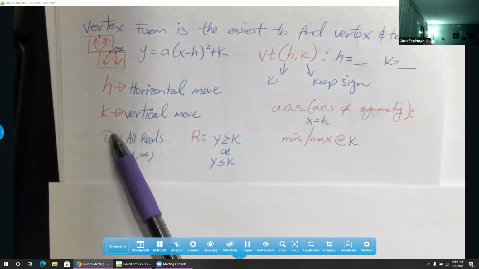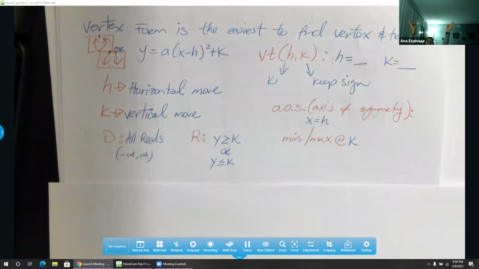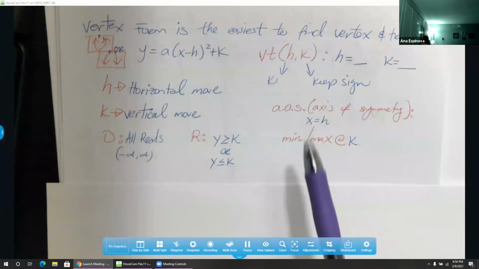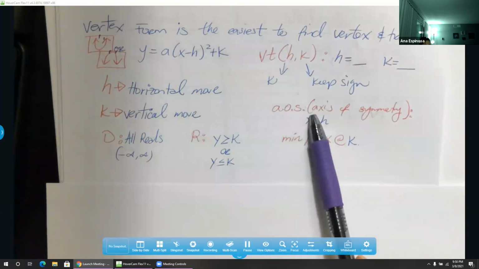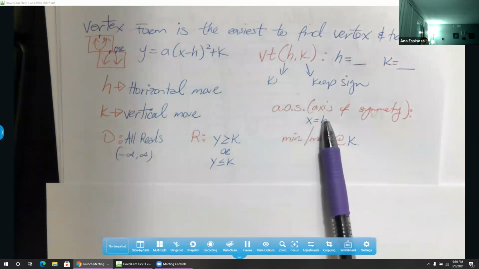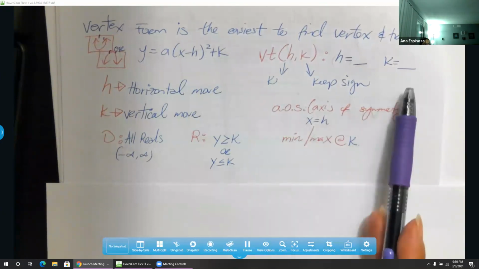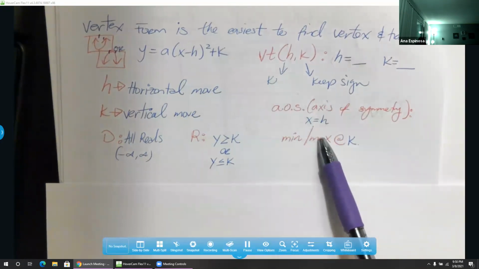For all of the parabolas that are happy or sad, the domain is all reals because they go left and right forever, whether it's moving up or downward. And the range depends on the low point if it's a happy face, and the highest point if it's a sad face. The axis of symmetry will be x equals a number. Do not just put the number because you will get marked down. X equals a number because that's a line. That's the vertical line that cuts the parabola through the middle. And then your minimum and your max is your K. So these two numbers say a lot about the parabola.